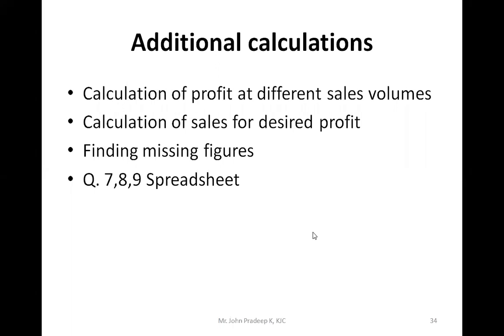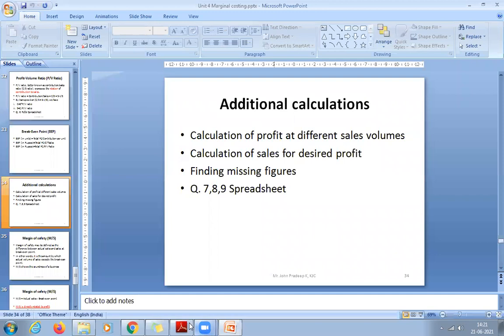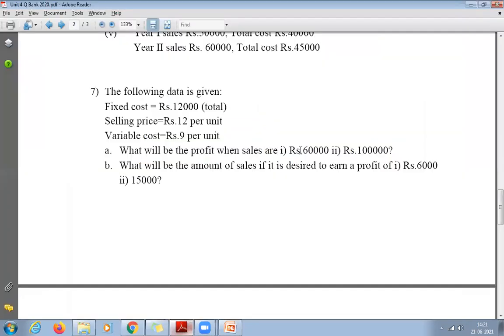So in front of us now, question number 7 is the same question. Where he has given us sales and is asking you to calculate profit. That means if the sales is 60,000 or 1 lakh, for both you have to calculate how much profit the company can earn. Okay, we are going to do that.